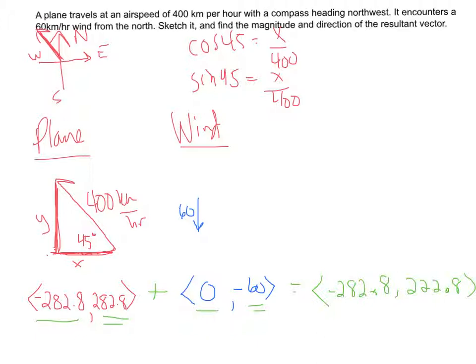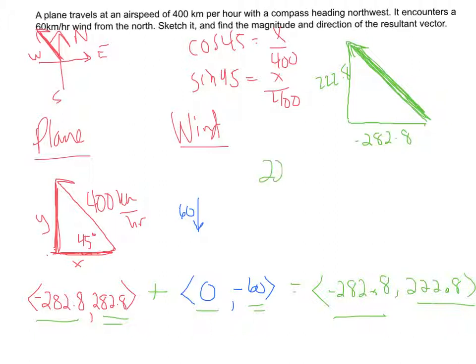So it asks us to find the magnitude and direction of that vector. So what this is telling me down here is that the vector is going to have an x value of negative 282.8 and a y value of positive 222.8. So this is going to be our resultant vector right here. We need to find that magnitude. So to do that, we're going to use the Pythagorean Theorem. 222.8 squared plus negative 282.8 squared, and that's going to equal the magnitude squared. So I'll type this into my calculator.